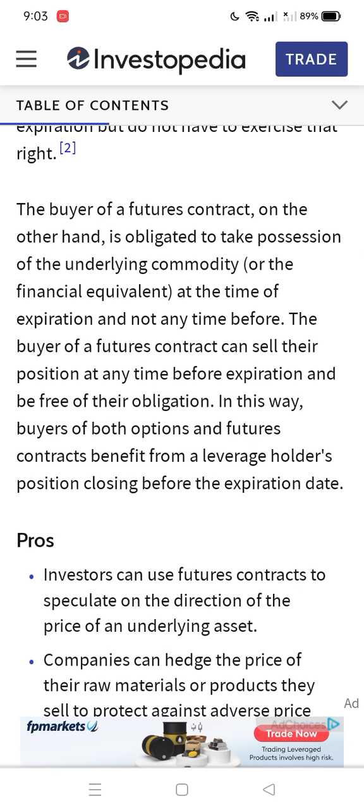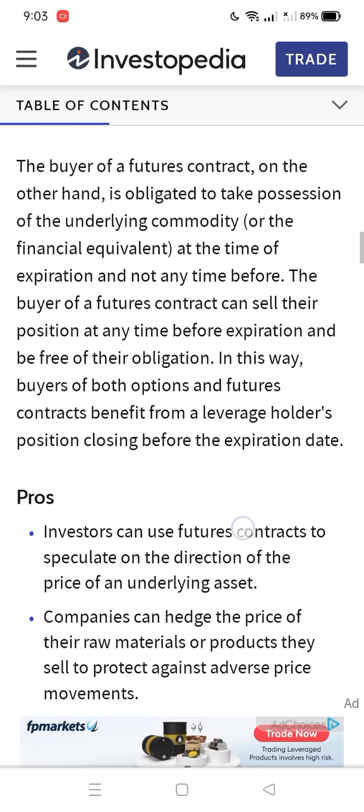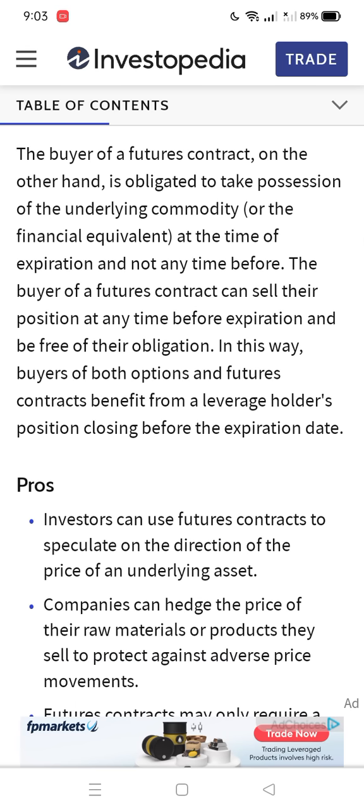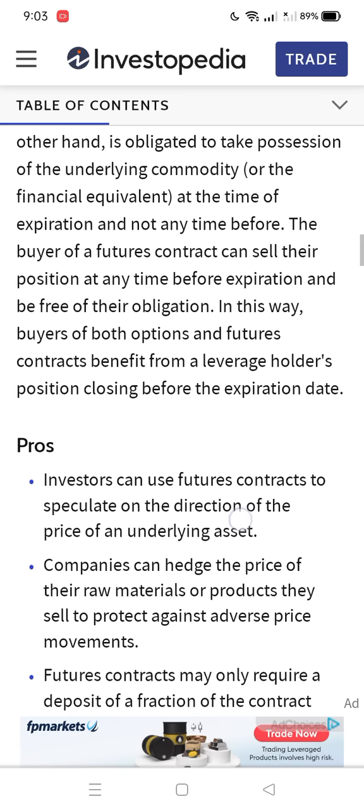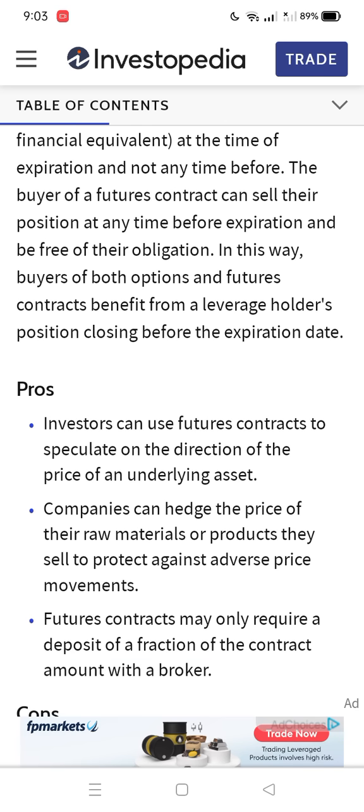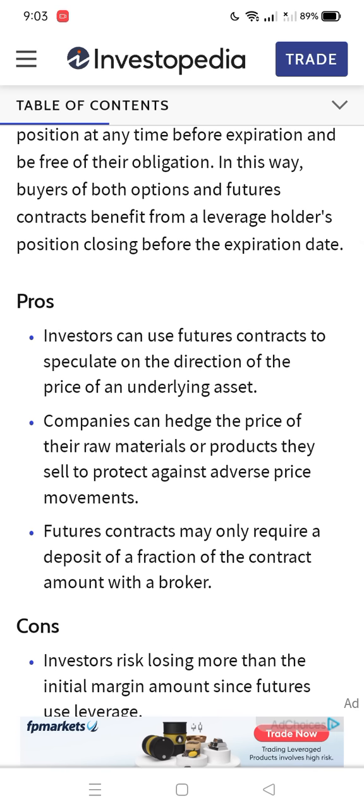The buyer of a futures contract, on the other hand, is obligated to take possession of the underlying commodity or the financial equivalent at the time of expiration and not any time before. The buyer of a futures contract can sell the position at any time before expiration and be free of the obligation. In this way, buyers of both options and futures contracts benefit from leverage by closing the position before the expiration date.